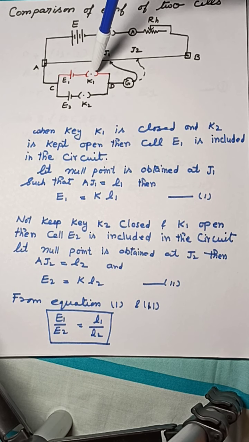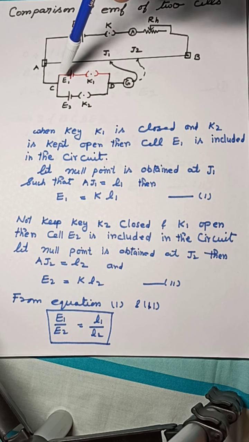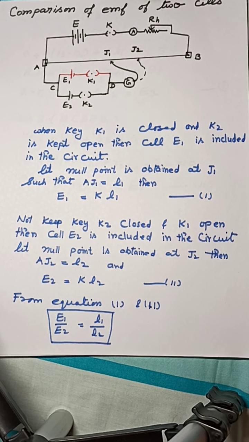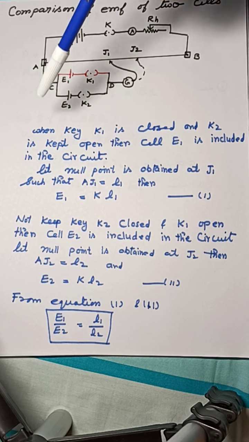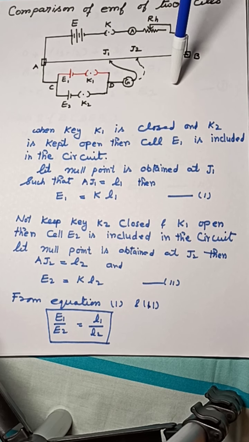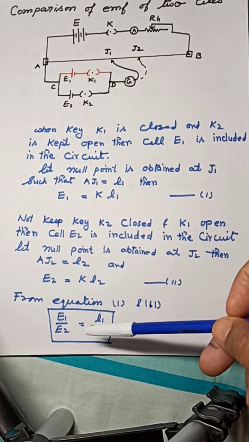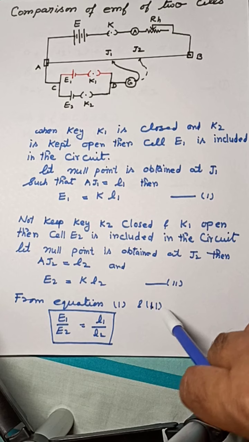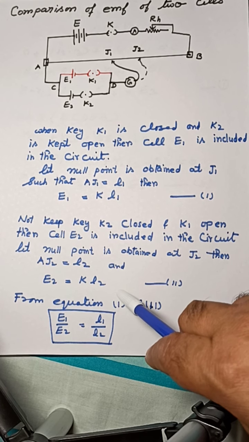Similarly, close the key K2 and open the key K1. Then E2 will be in the circuit and E1 will be in the open circuit. Move the jockey from A to B. Suppose the null point is obtained at J2. Then AJ2 equal to L2. And using the principle, E2 equal to KL2.